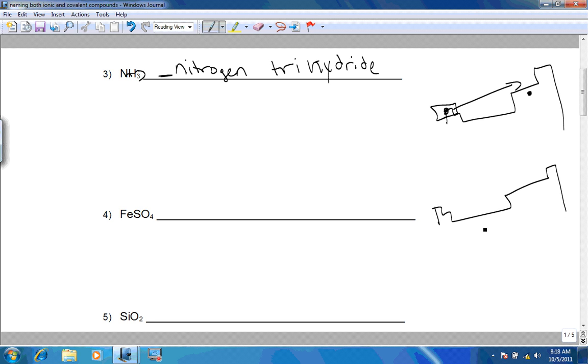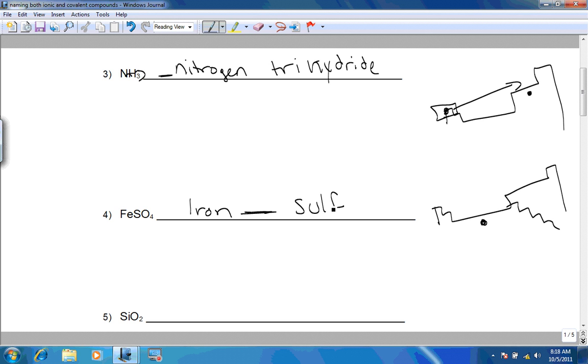Looking at the periodic table, we find that Fe is iron, and it's right there. You cannot determine the charge of iron just by simply looking on the periodic table. That means that I'm going to be needing a Roman numeral here. Also notice that it's a metal. The fact that it's a metal means that we're going to be using the rules for ionic naming, not covalent naming. So it's ionic naming, and we're not using the prefixes because it's ionic.